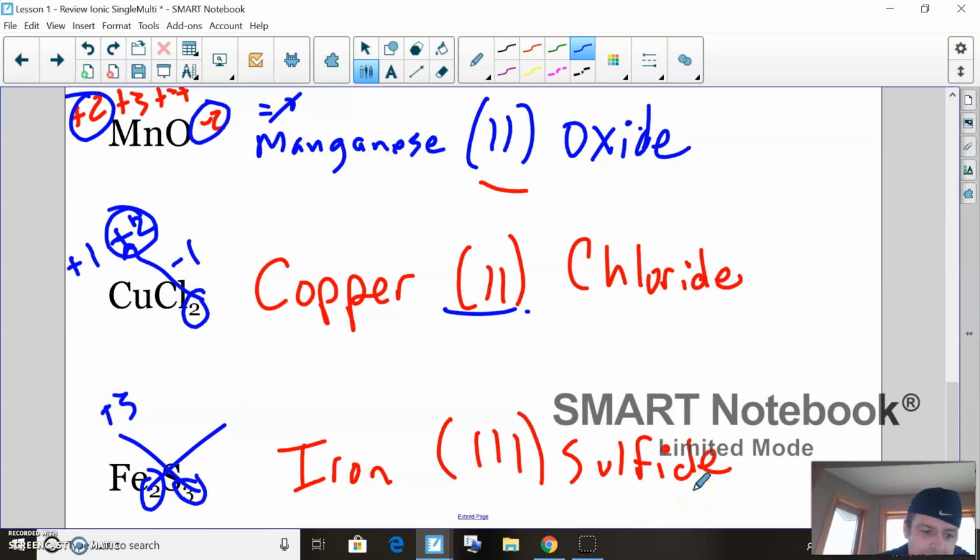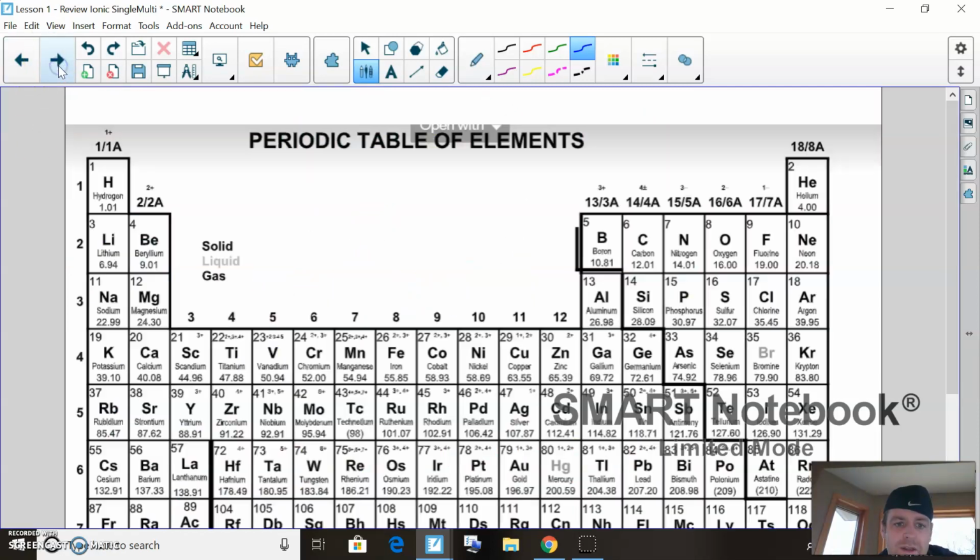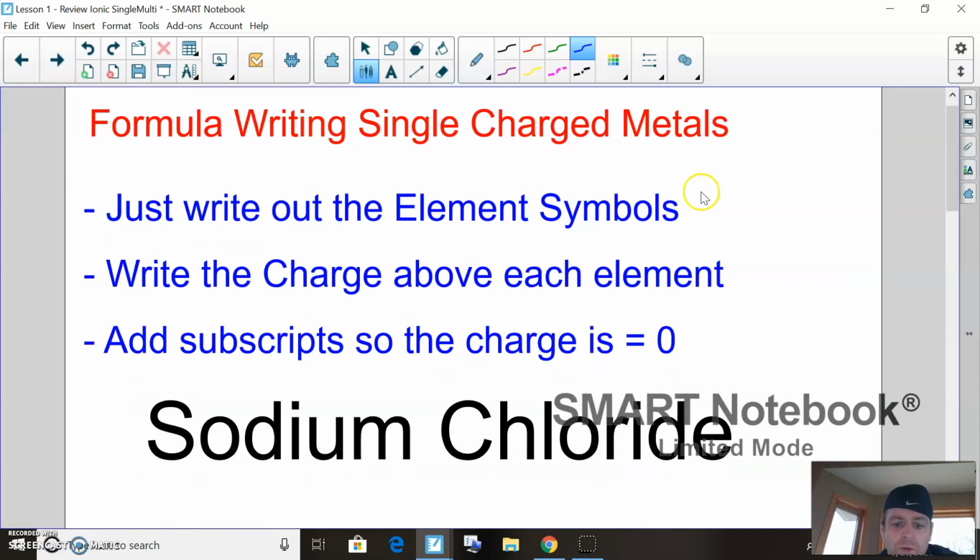Why do we crisscross? Because if I have 2 of these at +3, that'll be +6 overall, and each sulfur is -2. If you look on your periodic table, that makes it -6. So the crisscross is just a way for us to cancel out the charges easier and faster. All right, so that's a naming review. That's the hard part. The next part is what we call formula writing.